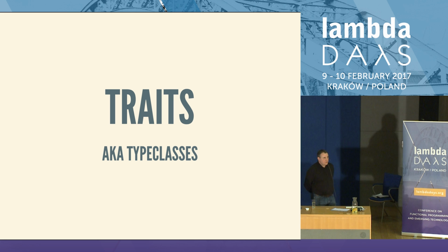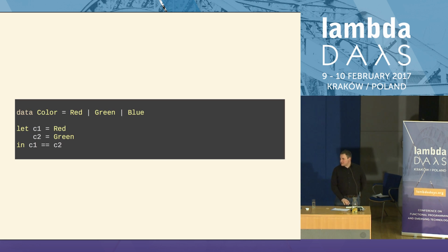Traits in Rust look a little like type classes in other languages. A trait, quoting the Rust book, is a language feature that tells the Rust compiler about functionality a type must provide. Well, a type class is a sort of interface that defines some behavior. You can say that it's pretty much the same thing. And let's see how it works.